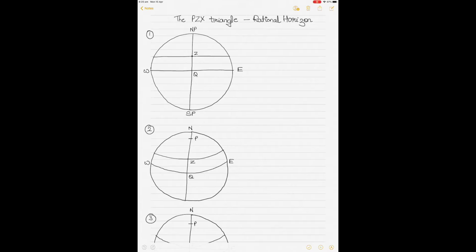So I was asked by a few people watching my videos to make a video on the PZX triangle. It's also called the rational horizon diagram. So I thought I'll make one for you guys.